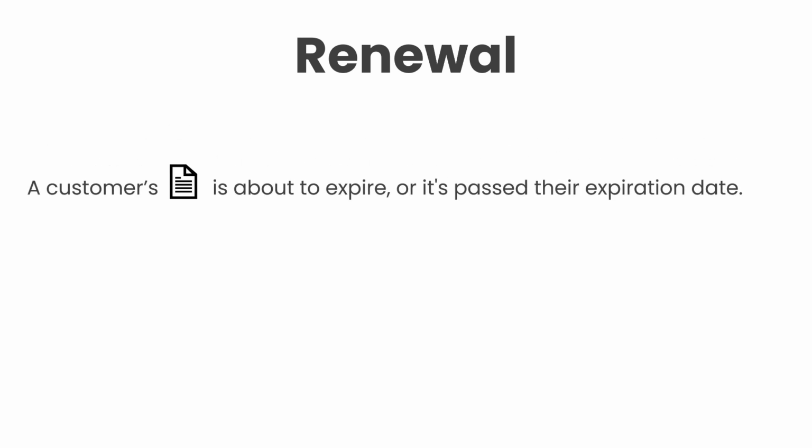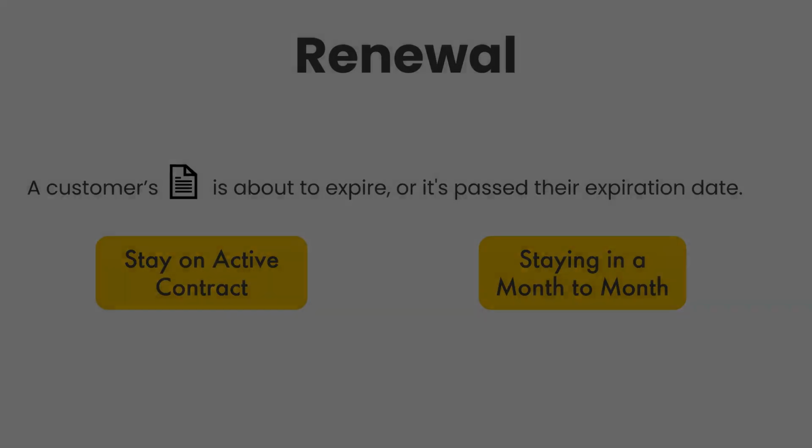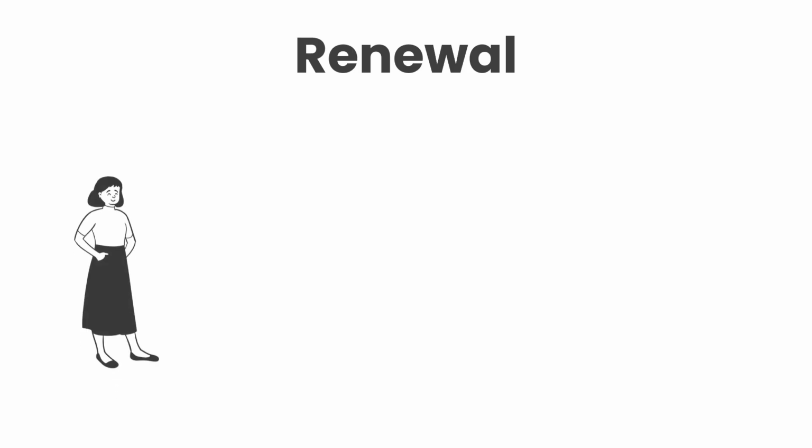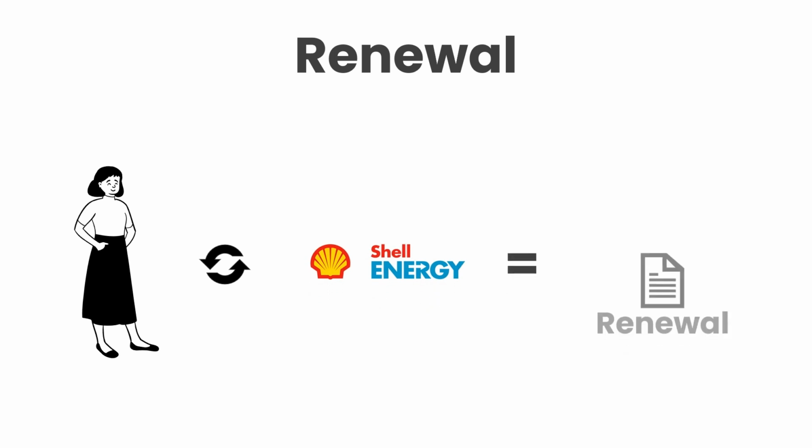The renewal option is presented to the customer when their plan is about to expire, or it's past their expiration date. The customer can choose to continue services by staying on an active contract and selecting a new plan or staying in a month-to-month with one of our brands. If the customer decides to continue services with one of our brands, they will need to select a new plan under the existing account. This action of continuing services with the current provider is considered a renewal. It is important to note we can only offer a renewal because there was an enrollment to begin with.